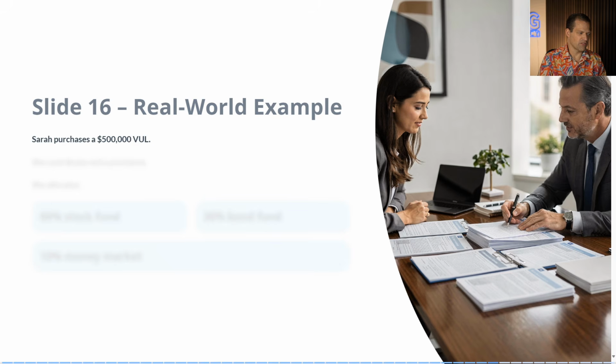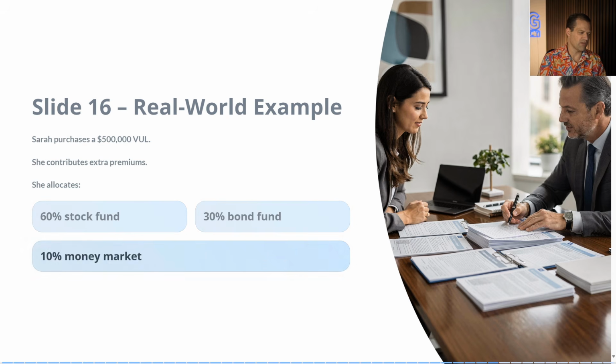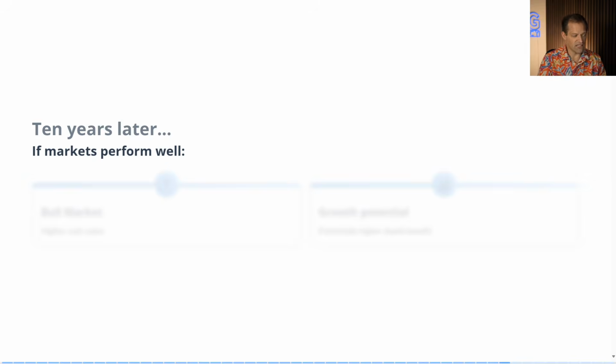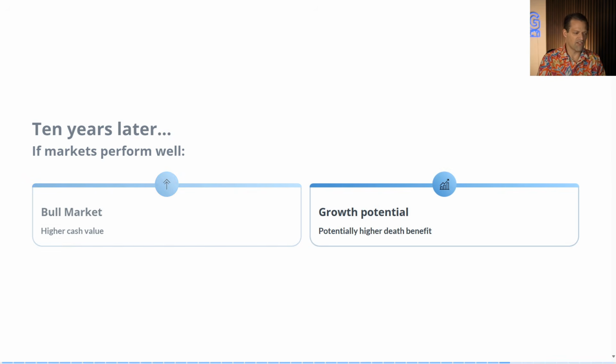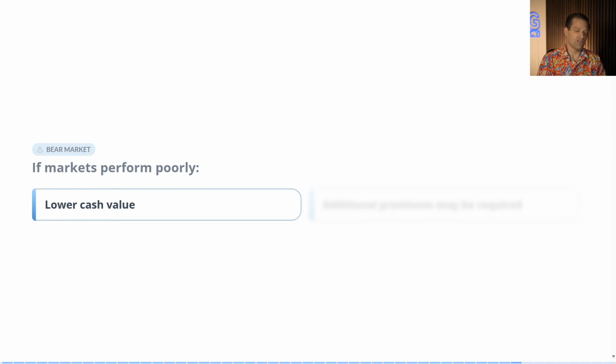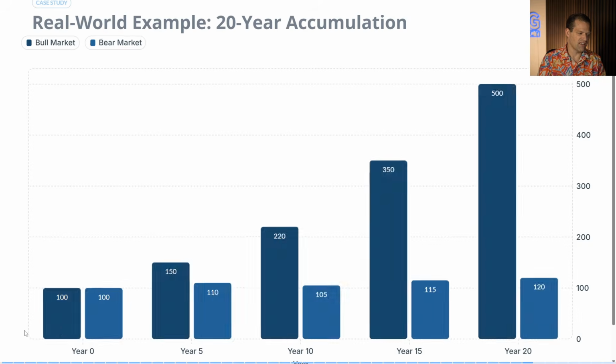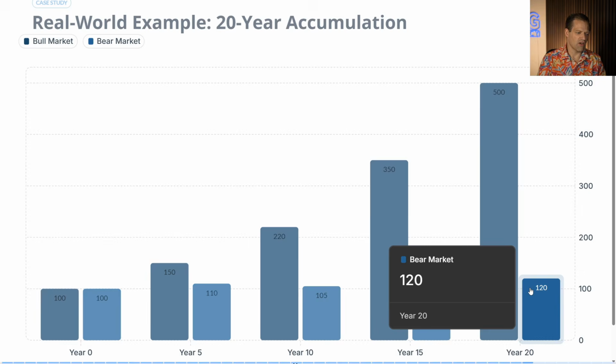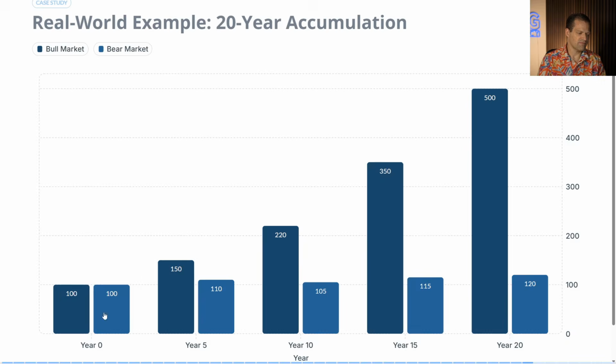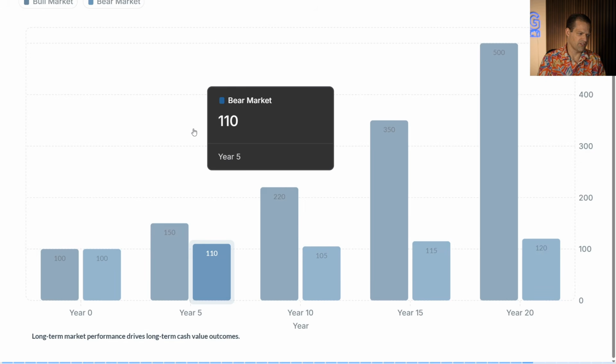And then here's a real world example. Sarah purchases a $500,000 VUL. She contributes extra premium. She allocates 60% to a stock fund, 30% to a bond fund, and 10% to the money market. 10 years later, if the markets perform well, she has higher cash value and growth potential and a higher death benefit. If there's a bad market, there's lower cash value and possibly the need for additional premiums. So again, this is kind of a real world example of what it could look like as far as growth goes relative to a bad market and a good market, just to show the differences.